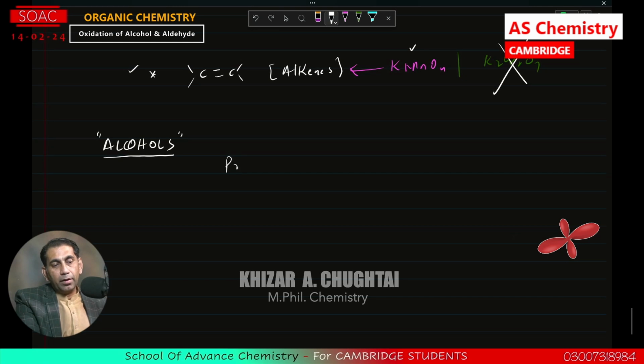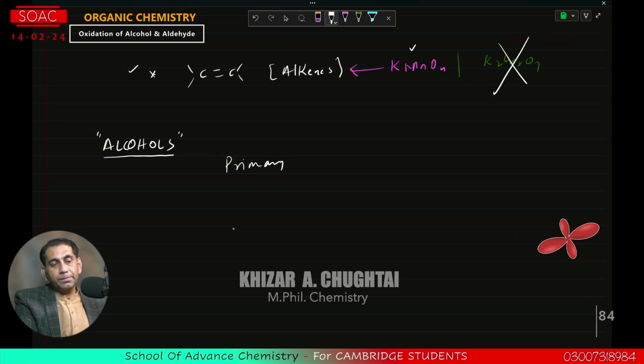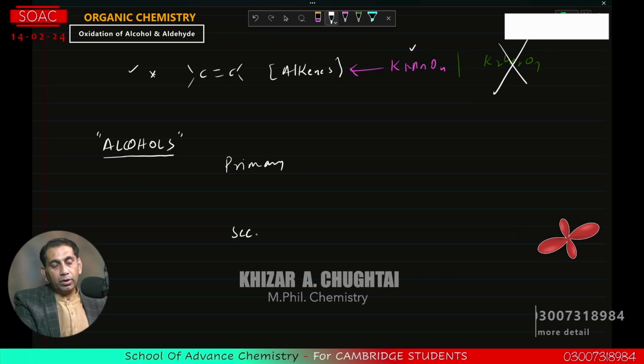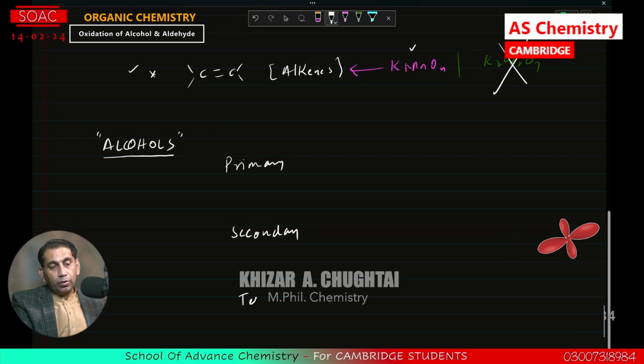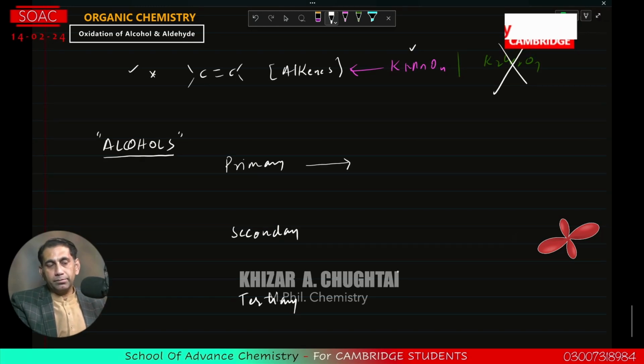Alcohols may be primary alcohol. Alcohols may be secondary alcohol. Sorry, alcohols may be tertiary alcohol. So primary alcohol can be oxidized into 2 compounds.